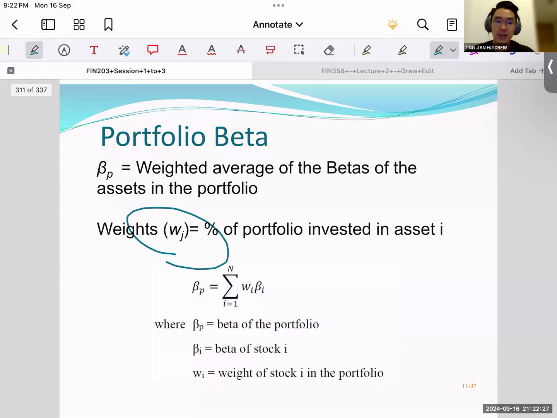That's the weighted average. I see a question. What?